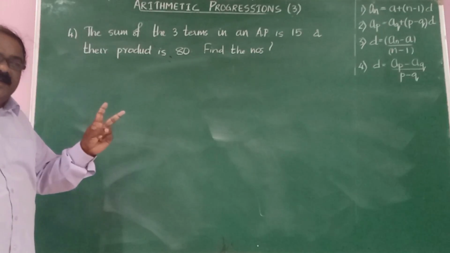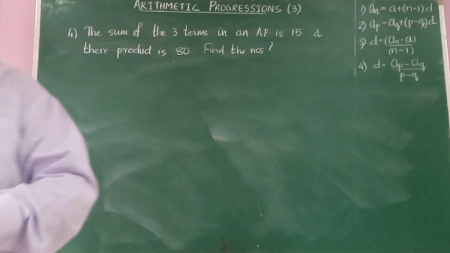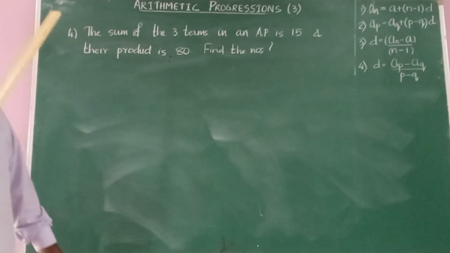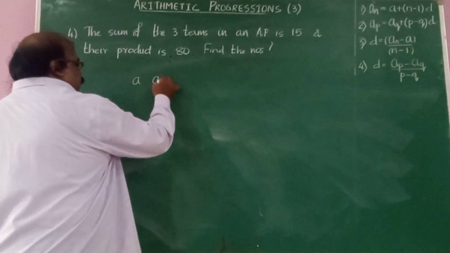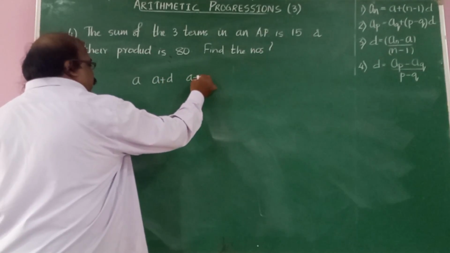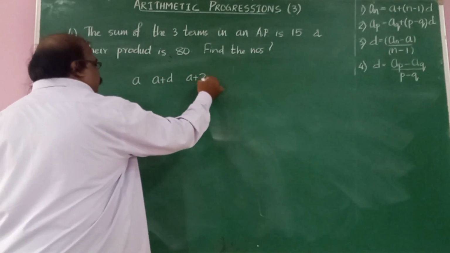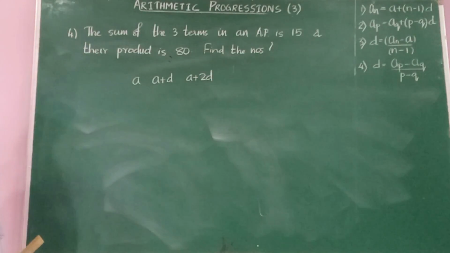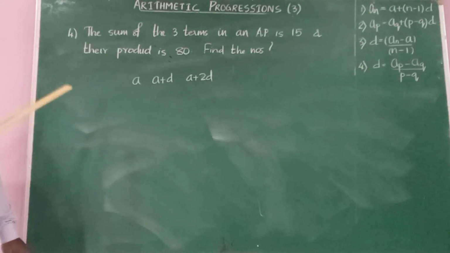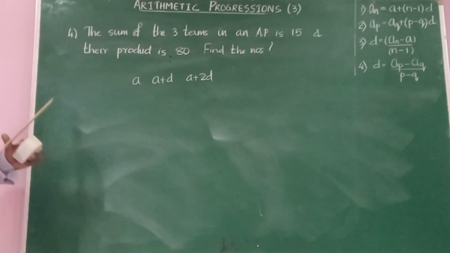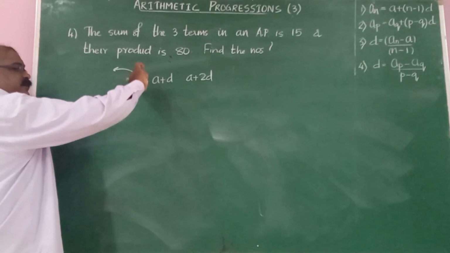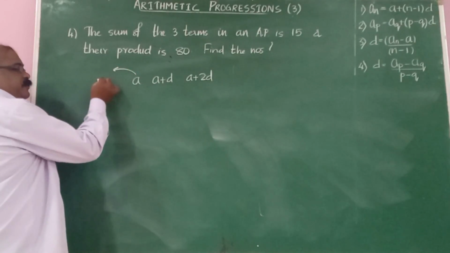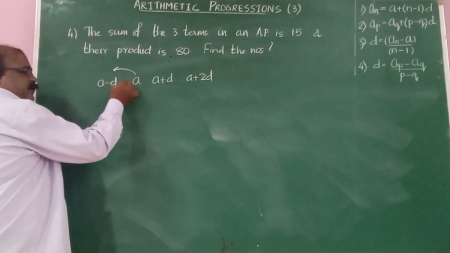The sum of the three angles in the triangle is 180. There I took the terms as a plus d and a plus 2d. But for this particular sum, I am not going to take a plus d and a plus 2d. Can you tell me what is the previous term over here? If the next term is a plus d, the previous term has to be a minus d.